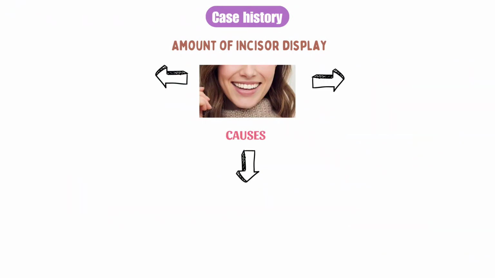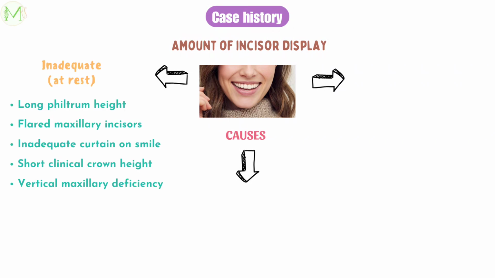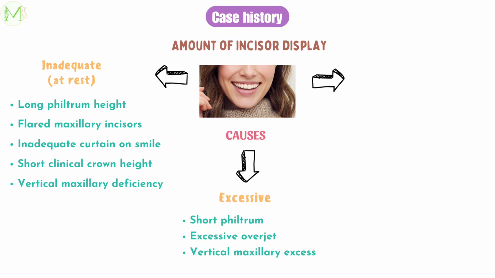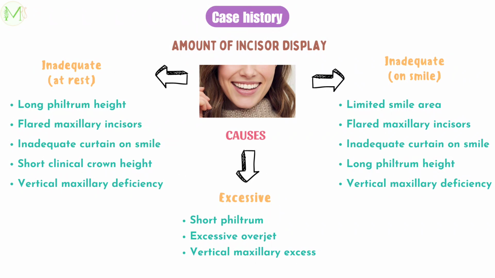Now let's see what are the causes for variation in incisor display. The incisor display becomes inadequate at rest if the patient has long philtrum height, flared maxillary incisors, inadequate curtain on smile, short clinical crown height, or vertical maxillary deficiency. The amount of incisor display becomes excessive if the patient has short philtrum, excessive overjet, or vertical maxillary excess. The incisor display becomes inadequate on smile due to limited smile area, flared maxillary incisors, inadequate curtain on smile, long philtrum height, and vertical maxillary deficiency.